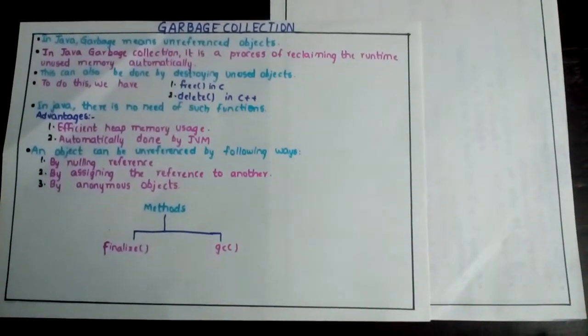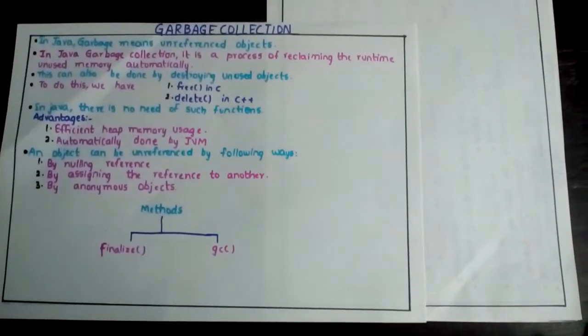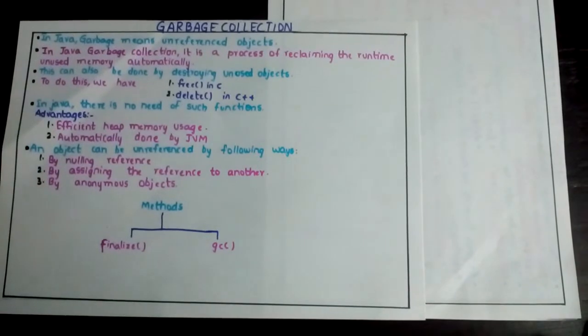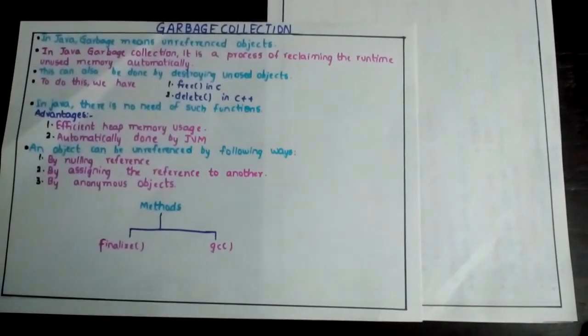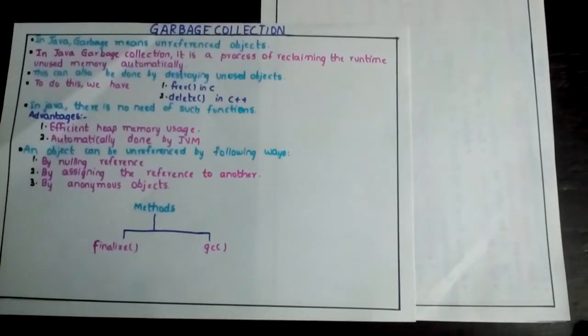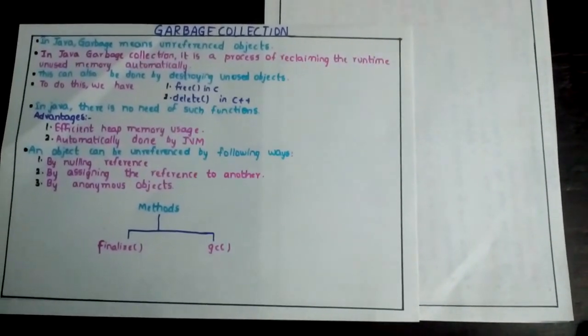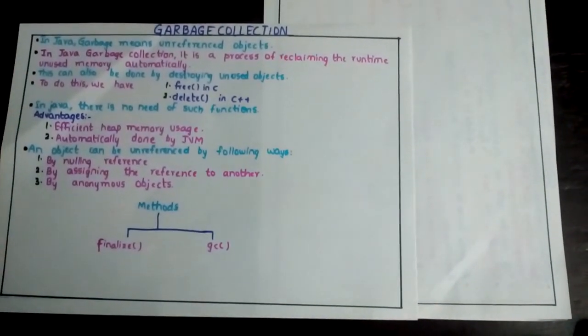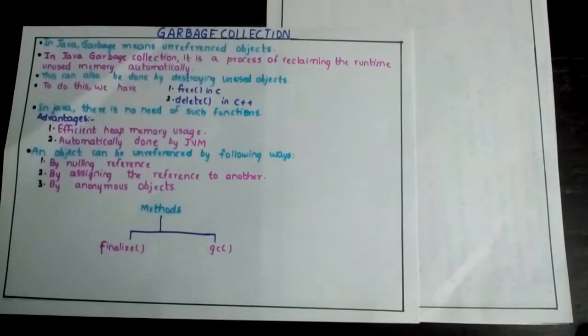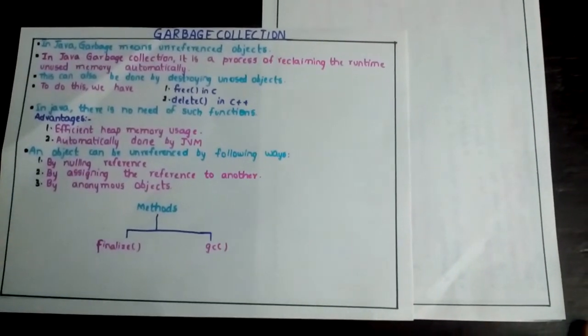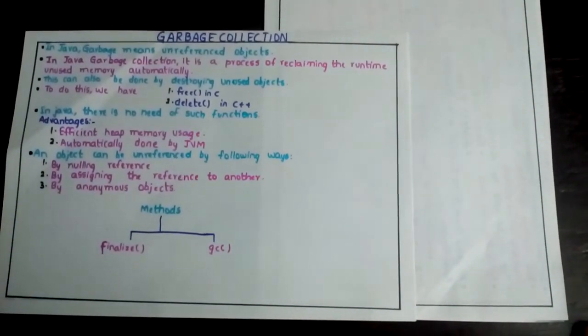Today I am going to explain to you about garbage collection in Java. In Java, garbage means unreferenced objects. Unreferenced objects are the objects that don't have any address or reference. In Java, garbage collection is a process of reclaiming the runtime unused memory automatically. This can also be done by destroying the unused objects.